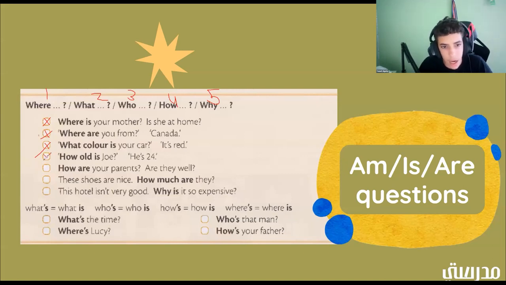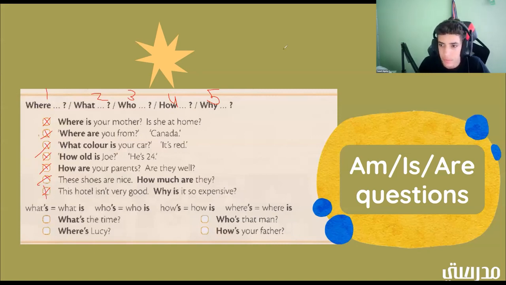All right. How are your parents? Are they well? Which group is that one? It's also 4. Good job. All right. These shoes are nice. How much are they? Which group is that one? It's also 4. Okay. This hotel isn't very good. Why is it so expensive? So which group is that one? Yep, this one is 5. All right. Good job.